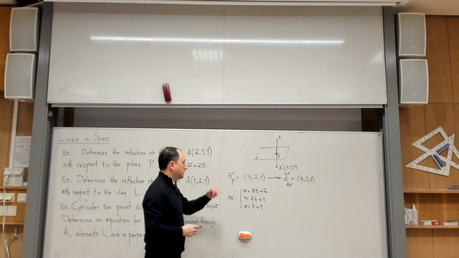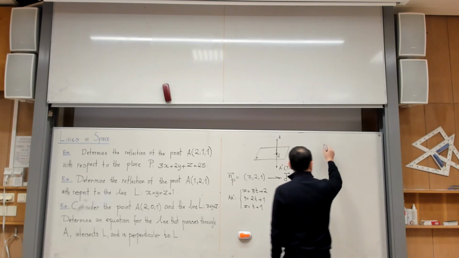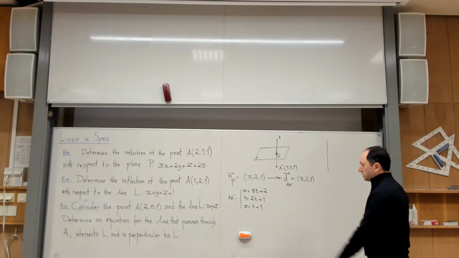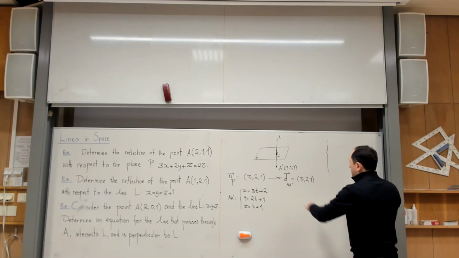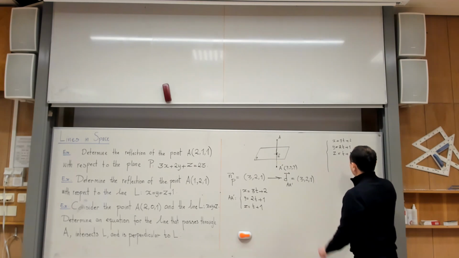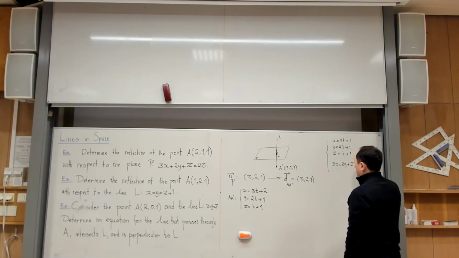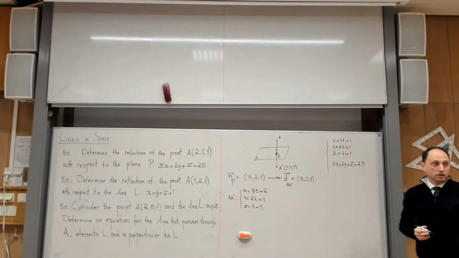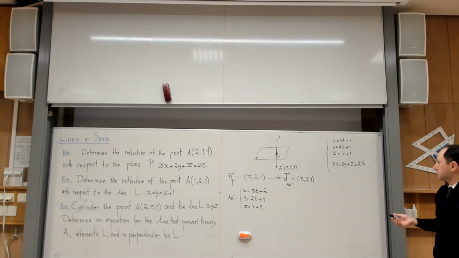I already know an equation for my plane. So to find an intersection point, I have to set up a system. One part of the system is the equation for my line. Another equation is the equation for my plane. And I have to solve this to find x, y, and z. I can also find t, but probably t is not that important for me.